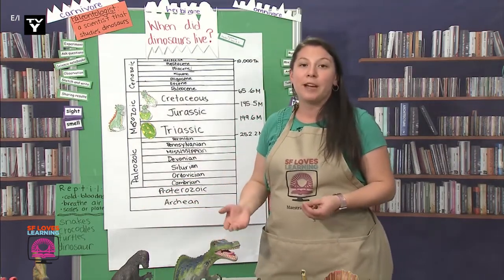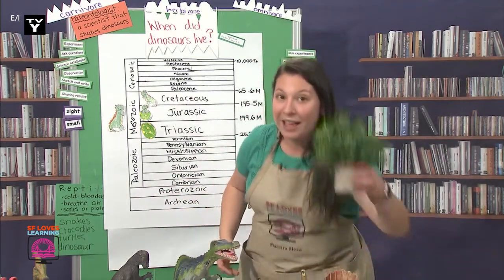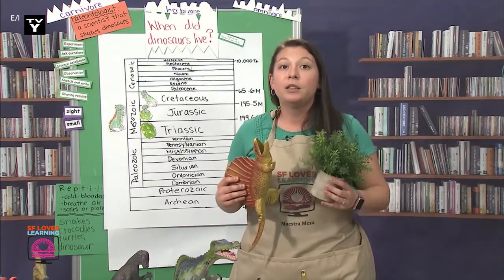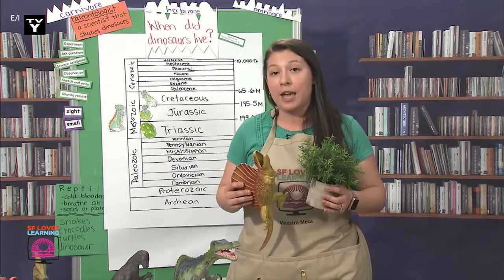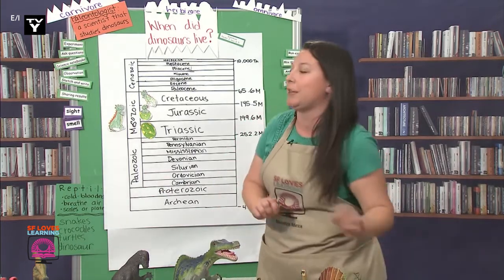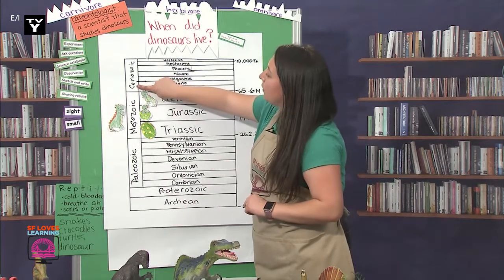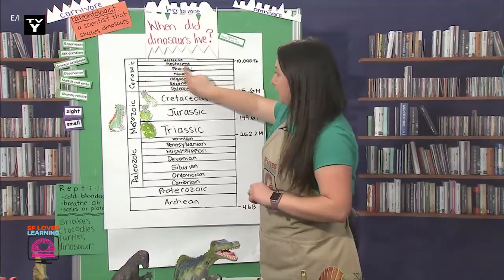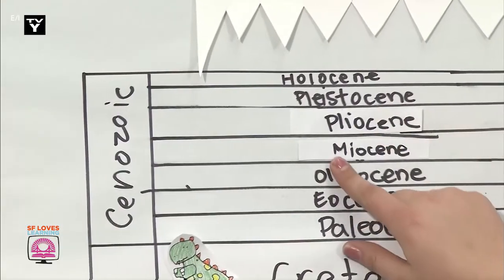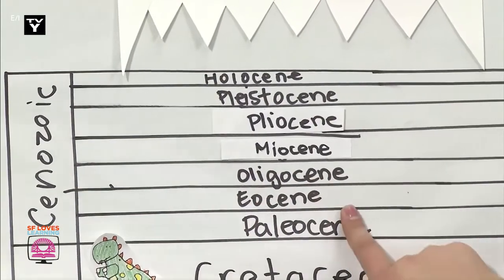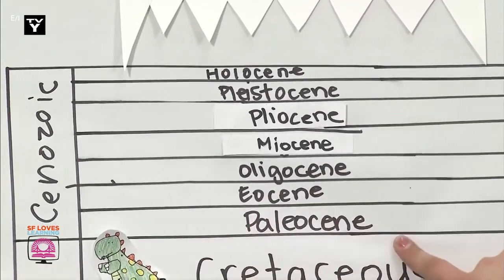Each one is defined by the plants and animals that lived during that time. Let's read through each time period again, and I'm going to read through the epochs, and I'll point out the ones that the dinosaurs lived in. So we have the Cenozoic period: Holocene, Pleistocene, Pliocene, Miocene, Oligocene, Eocene, and Paleocene.